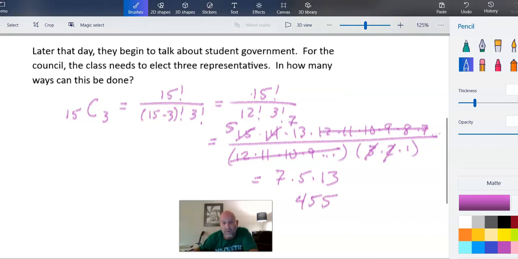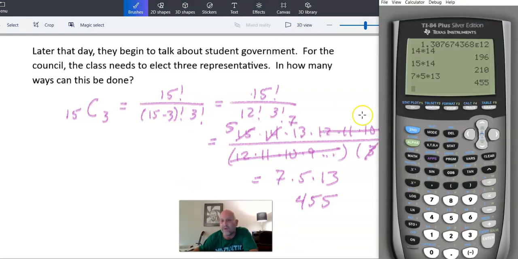Okay, now we want to see if that comes out the same when we use the nCr formula. So let's see what we got. We are doing 15 choose 3. So 15, math, probability, I want 3 for nCr, and it's choose 3, and we hit enter, and we get 455 again, right? So the calculator saves us a lot of time as far as that goes.